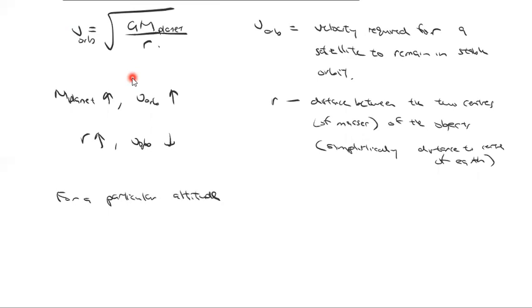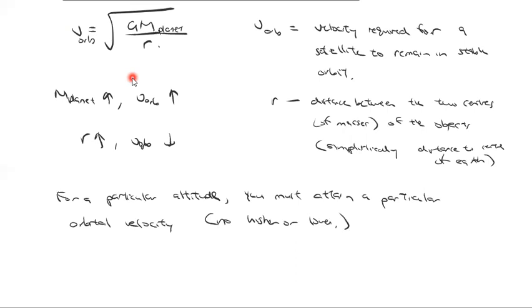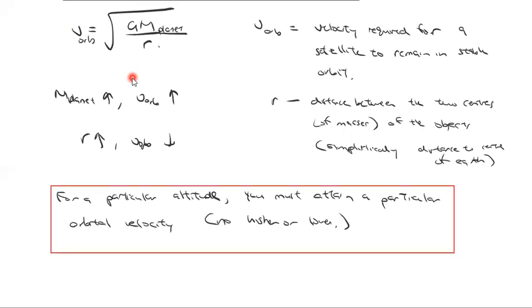If you want your satellite to be at a particular height, which is the altitude, you must achieve a particular orbital velocity. No higher or lower. If you go faster or slower than that, you're not going to stay at that height. You must maintain that particular orbital velocity. All right, good. So that's orbital velocity.